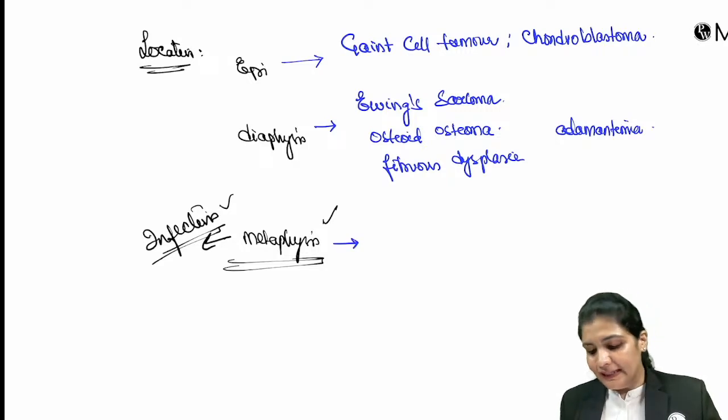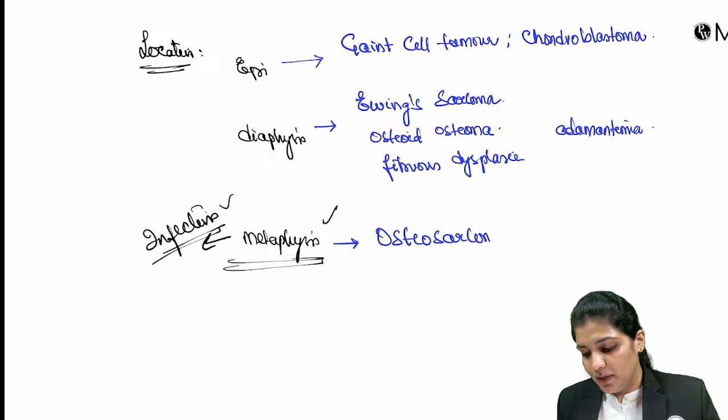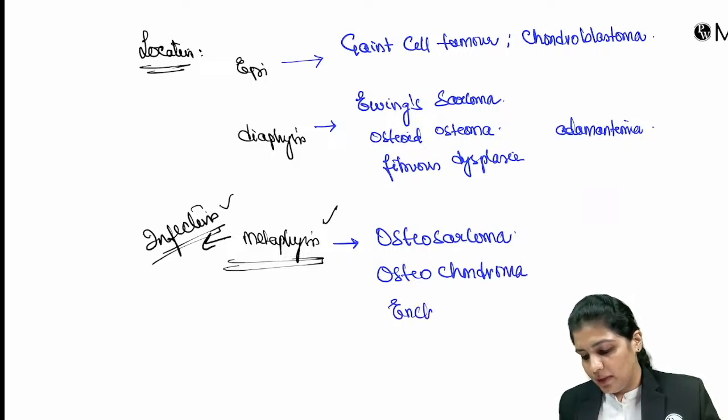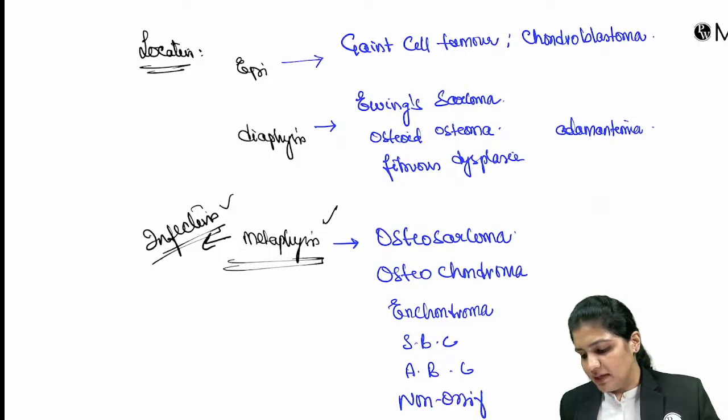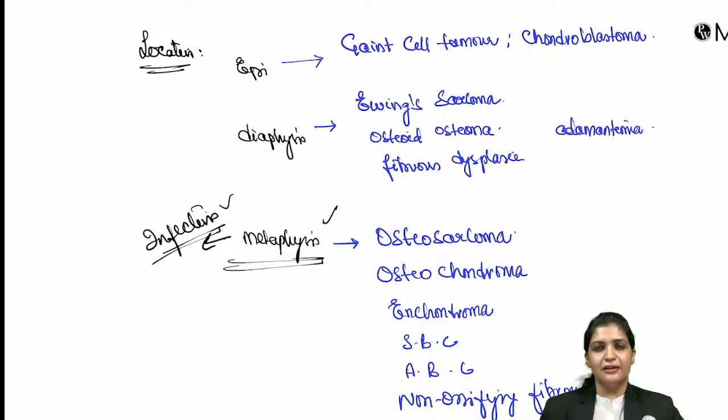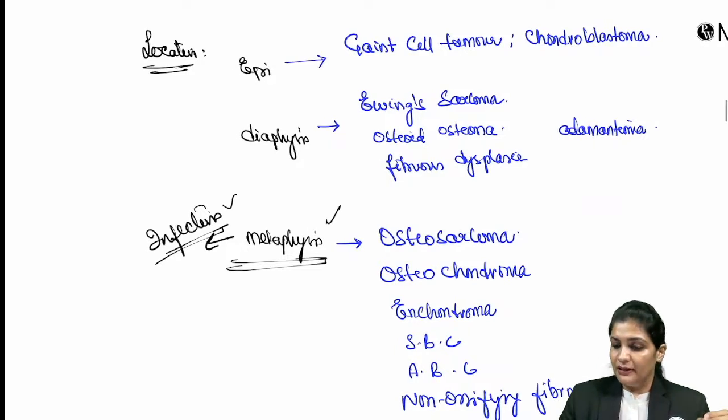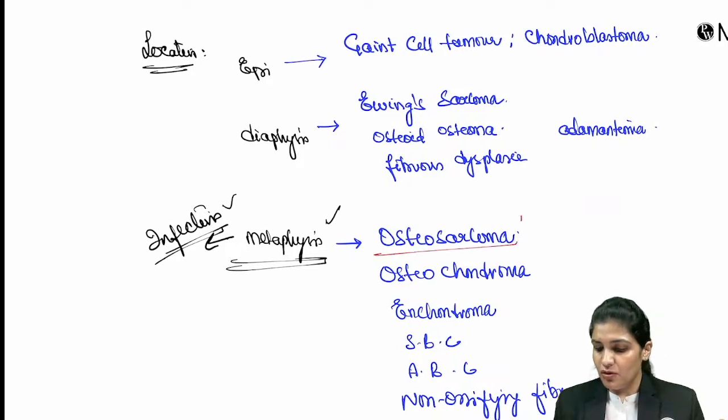Then the metaphysis. So in the metaphysis, the most important thing is your osteosarcoma, osteochondroma, and then your enchondroma, right, and then your simple bone cyst, your aneurysmal bone cyst. And one more miscellaneous one is your non-ossifying fibroma. So these are certain things which you see in the metaphyseal region, and in that the most important thing which you have to remember is your osteosarcoma.